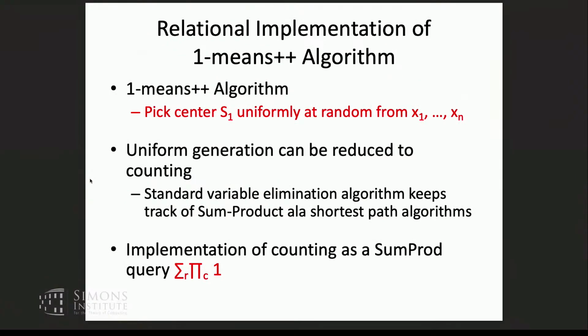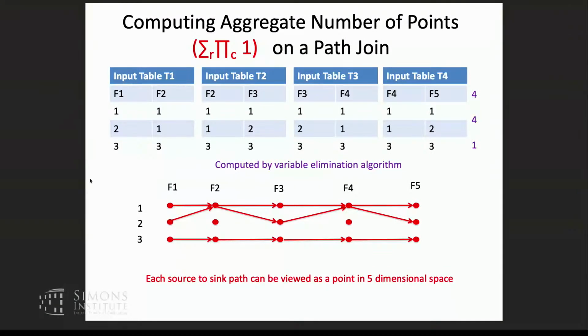All right, so let's talk about k-means++. So 1-means++ just means you want to pick a point uniformly at random from the input points. One thing you can do is reduce uniform generation to counting. If you can count, then you can uniformly generate things. So this is our sum product query at the bottom that counts. If you look at the implementation of that, what the variable elimination scheme will give you at the end. Let me back up a little bit.